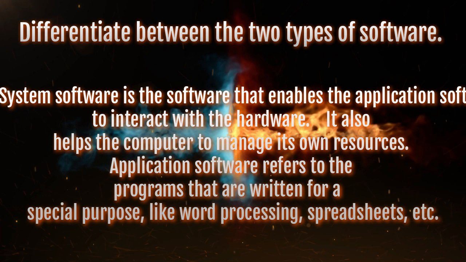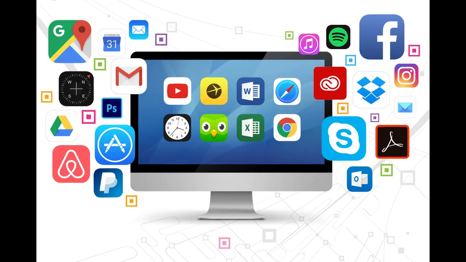Application software refers to the programs that are written for a special purpose. An example, we have Microsoft Word, Microsoft Excel, that is spreadsheet, Microsoft Word, that is word processing, spreadsheet, we have database, and so on. Those are application software. We also have internet, Mozilla Firefox, Google Chrome, we have Edge, etc. Those are examples of application software. I think I've given enough for you students.